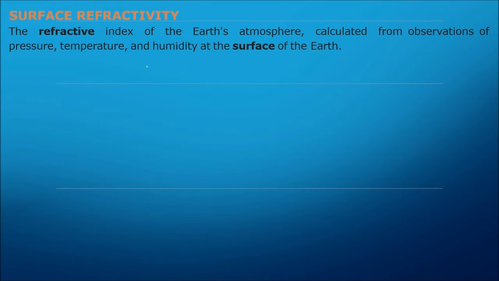The next is, what is surface refractivity? Surface refractivity is the refractive index of Earth atmosphere, which is calculated from observations of pressure, temperature, and humidity at the surface of the Earth. So the refractive index of Earth atmosphere is surface refractivity, and it is represented by NS. In the link budget of this tropospheric, this NS is taken as constant, say around 300, and some models also vary it or compute it.